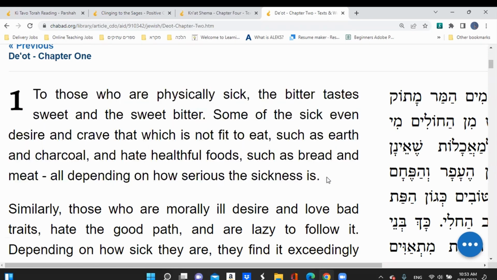To those who are physically sick, the bitter tasted sweet and the sweet bitter. Some of the sick even desire and crave that which is not fit to eat, such as earth and charcoal, and hate healthful foods, such as bread and meat, all depending on how serious the sickness is.